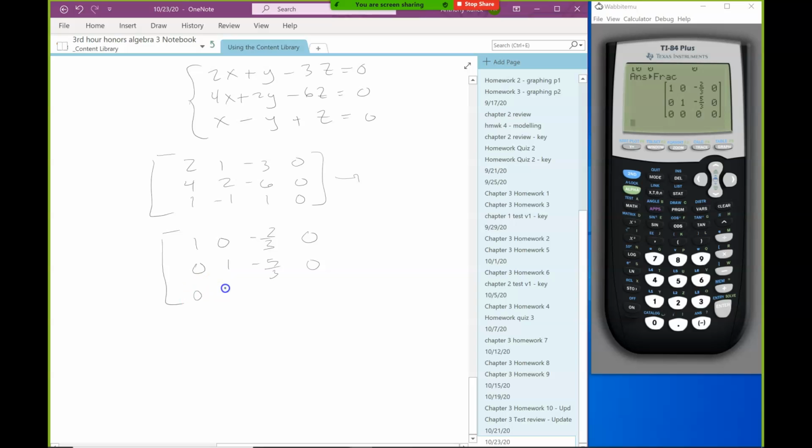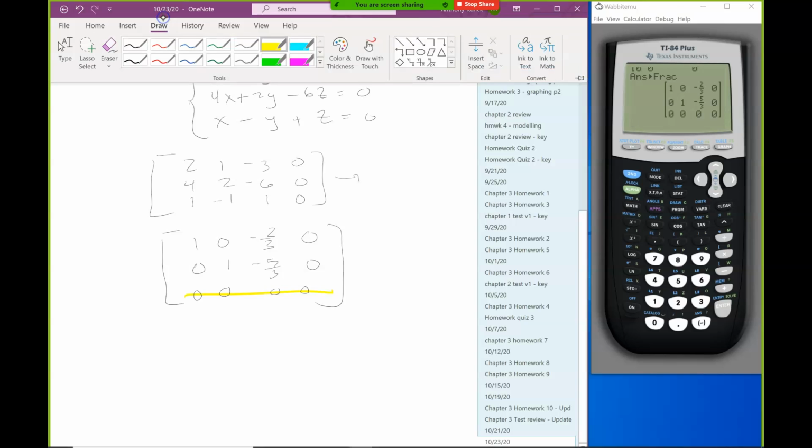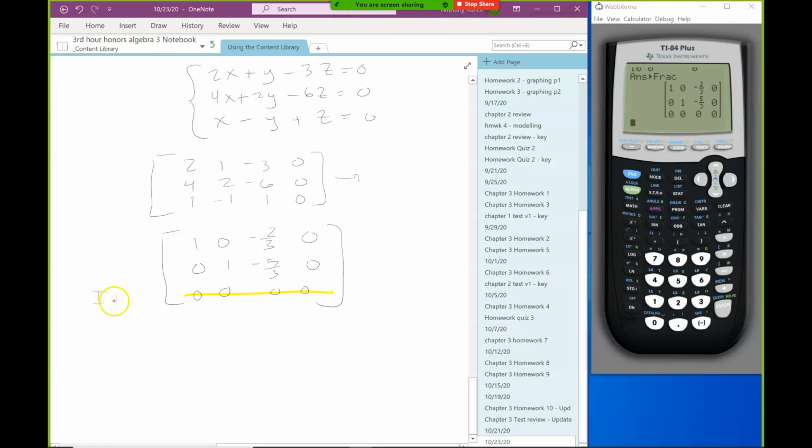So this row, when it's all zeros, tells me it's infinitely many solutions. If I had something where I had 3 zeros and then a number, that would tell me that it's no solution. Okay with that? So if this was a number and everything else was 0 like it is there, that would tell us no solution.